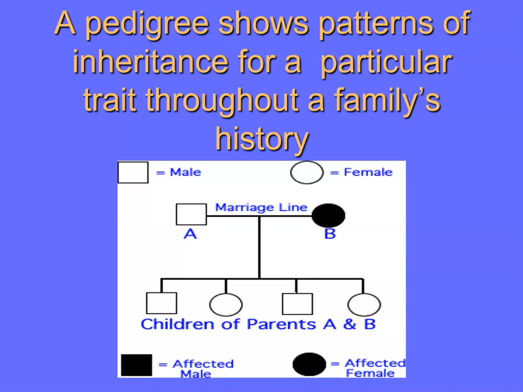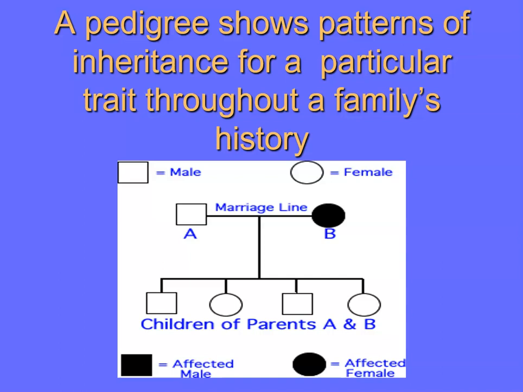The line that drops down vertically from the marriage line represents their children, and they go in order from left to right, oldest to youngest. So their first child was a boy, then they had a girl, then another boy, and then another girl. Okay, so this is a family of 6: 2 girls, 2 boys, and the 2 parents shown above.